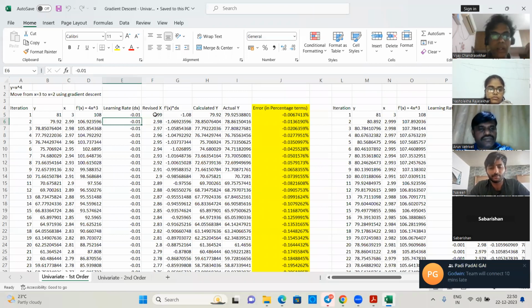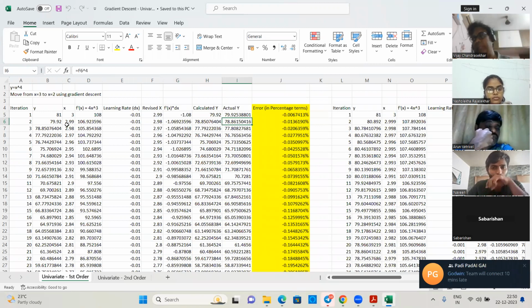Then, but I know the derivative. Derivative is a standard formula. It is 4x cubed, correct? So if x is 2.99 now, I can calculate the derivative now, 4x cubed, right? Again, learning rate is negative 0.01. This is my revised x. I again do an f dash x multiplied by dx. I get a calculated y. And now I have an actual y again. Because again, let me reiterate, the purpose of populating actual y is just to do comparisons.